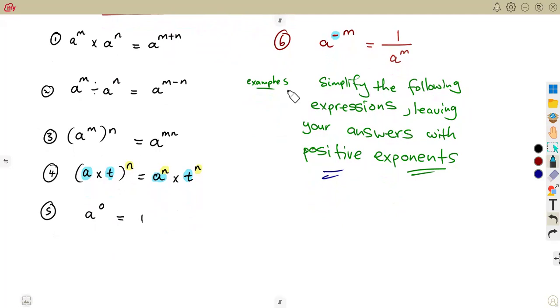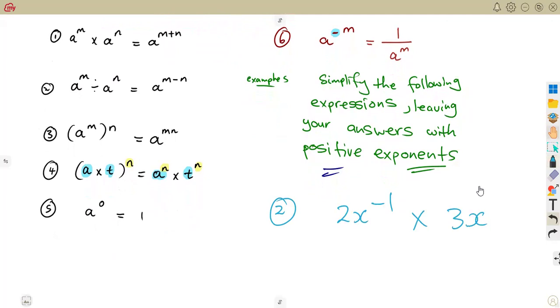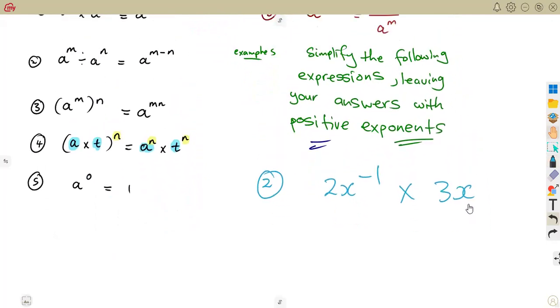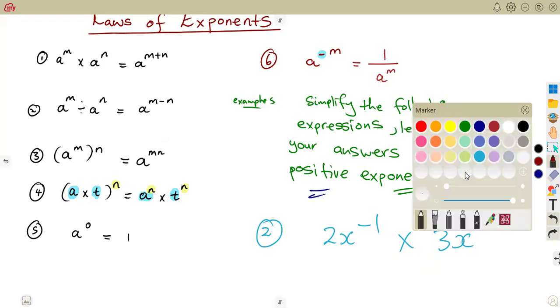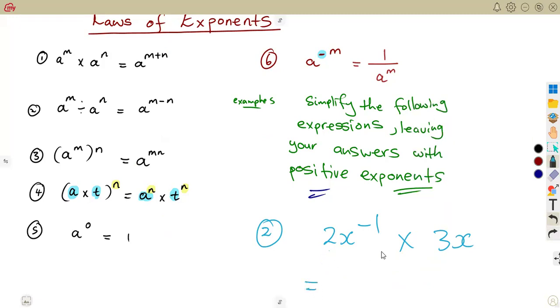That is the condition. All right, let's consider another example. 2x to the exponent of -1 times 3x, like this. You are multiplying. What are we going to do? Still under the same part, guys, of a multiplication. All right. So we start with the numbers 2 and 3. Let's multiply these together. That is 2 times 3, which is 6.